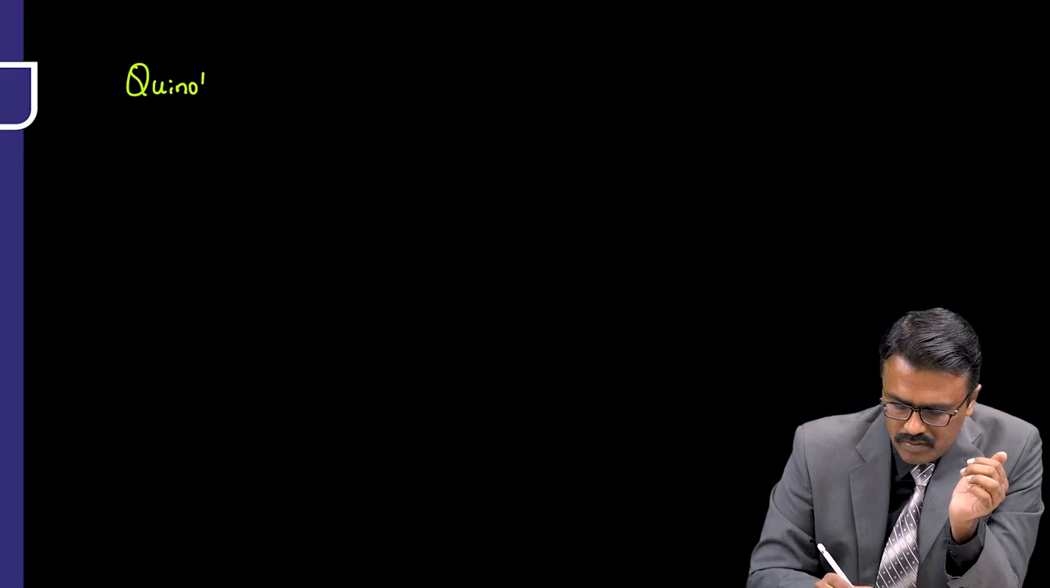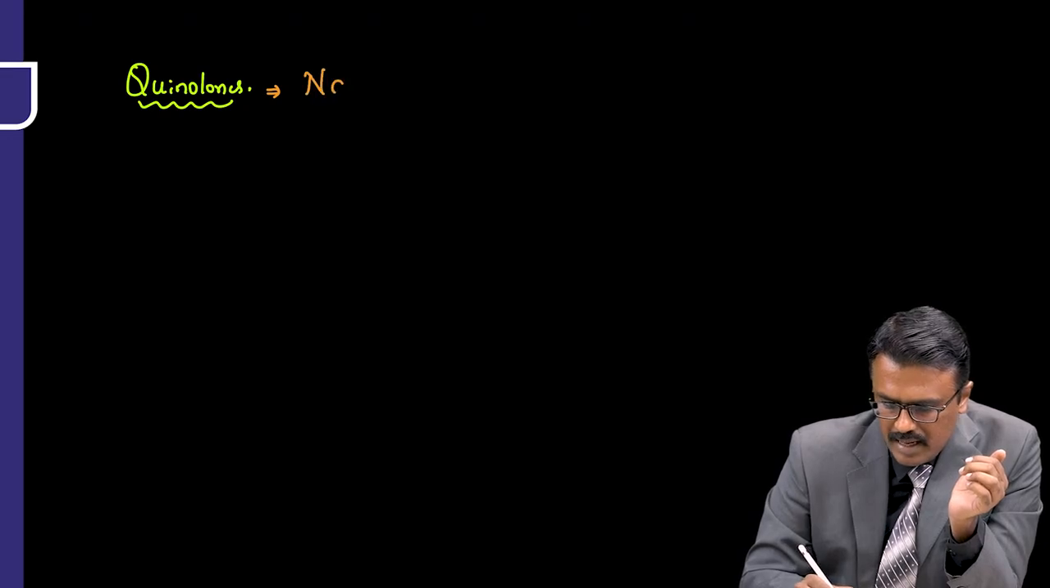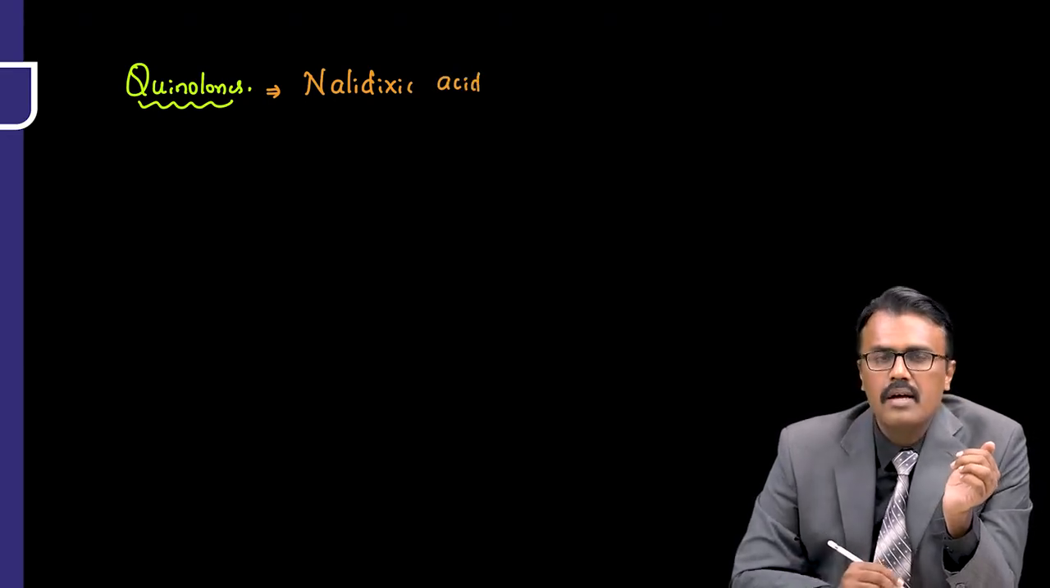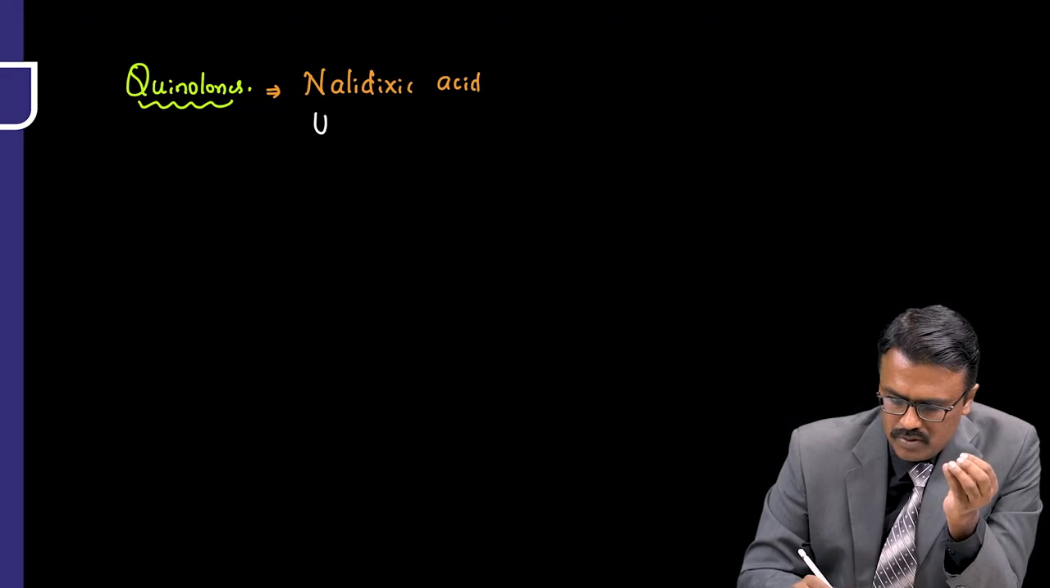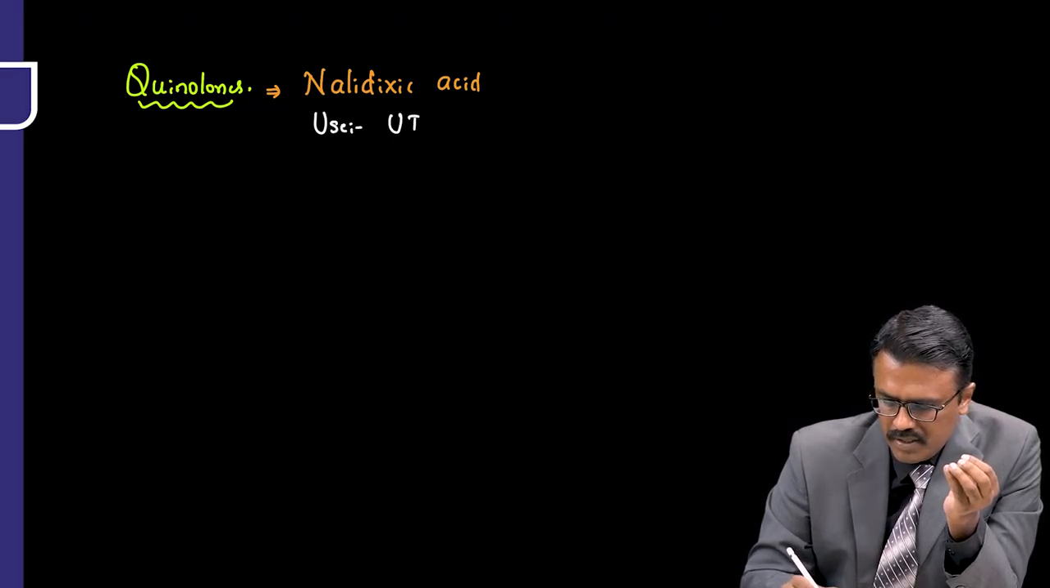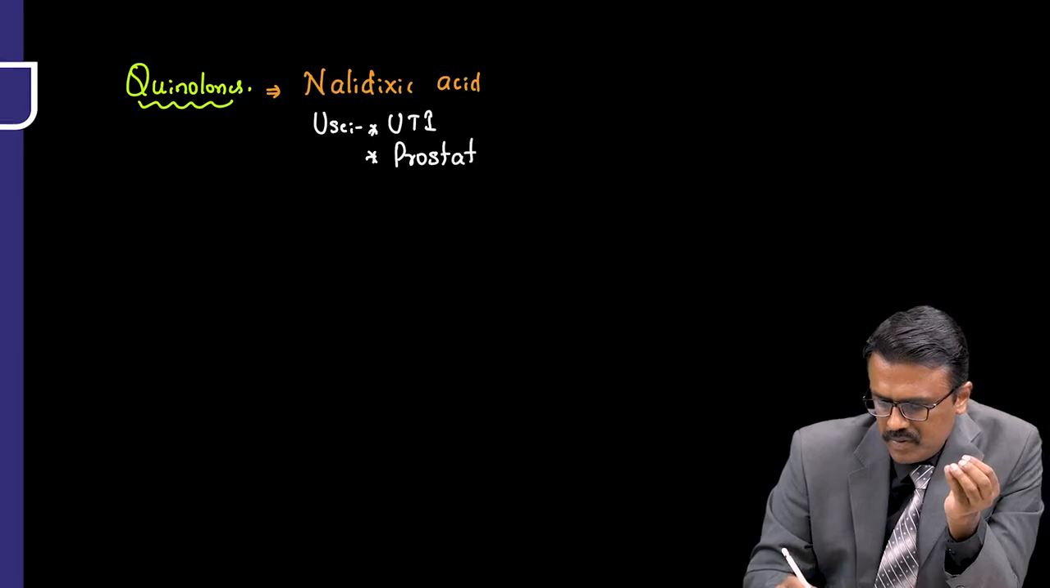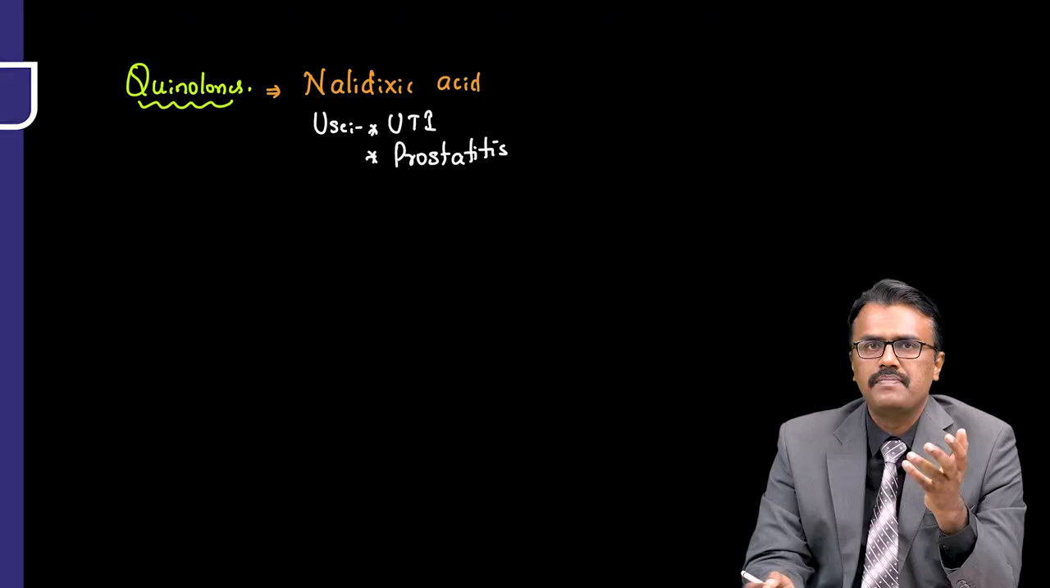Before we came across fluoroquinolones, we had something called quinolones. The first quinolone is called nalidixic acid. This had a narrow spectrum and was used for only a few infections. It was used to treat urinary tract infection, and second, it was used to treat prostatitis.